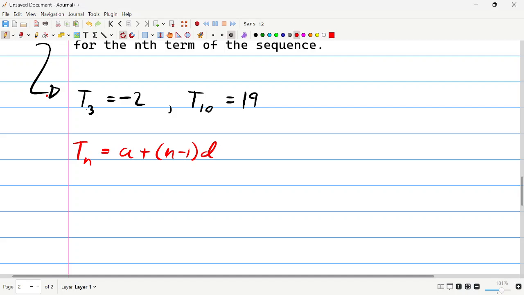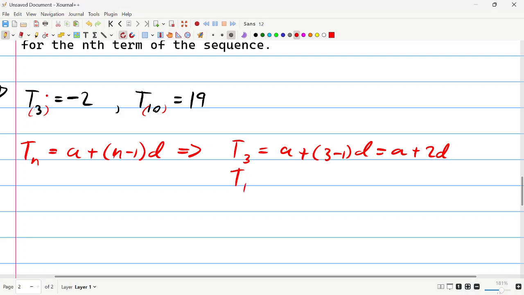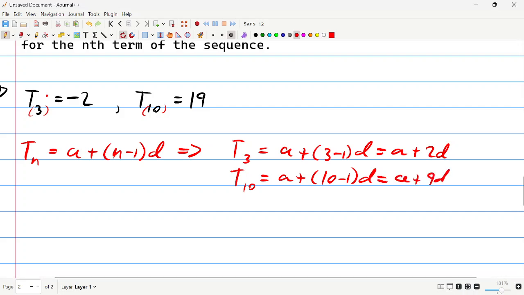So the only way we can really deal with this is if we plug in 3 equals n and 10 equals n. So therefore this implies to us that T3 is just going to be equal to A plus 3 minus 1 into D. Let me do that next to each other. This implies it's just going to be A plus 3 minus 1, which is just 2, so it's A plus 2D. And then T10 is just equal to A plus 10 minus 1 into D, which is A plus 9D.